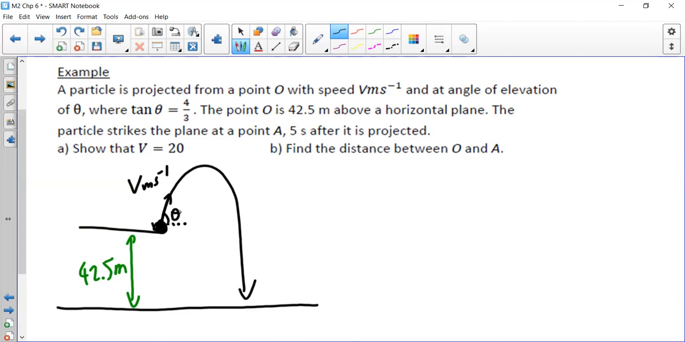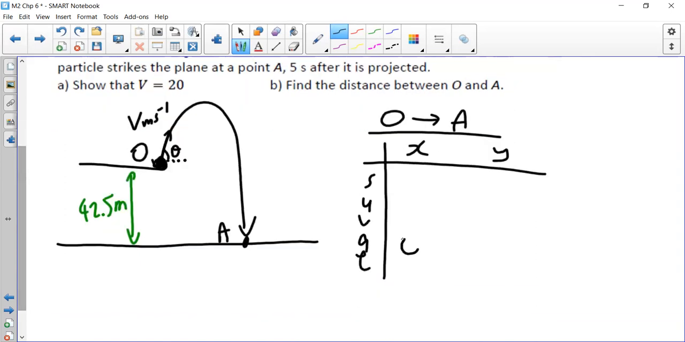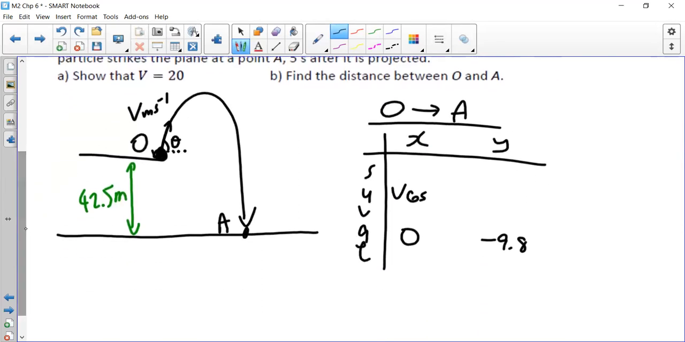The particle strikes the plane at the point A. If we call that point O, this point A, 5 seconds after projection. Show that V equals 20. So from O to A, let's do that. Double SUVAT that. So first thing, a: 0 and ay minus 9.8. UX is V cos theta, we've got theta where tan theta equals 4/3. So V cos theta and V sin theta.